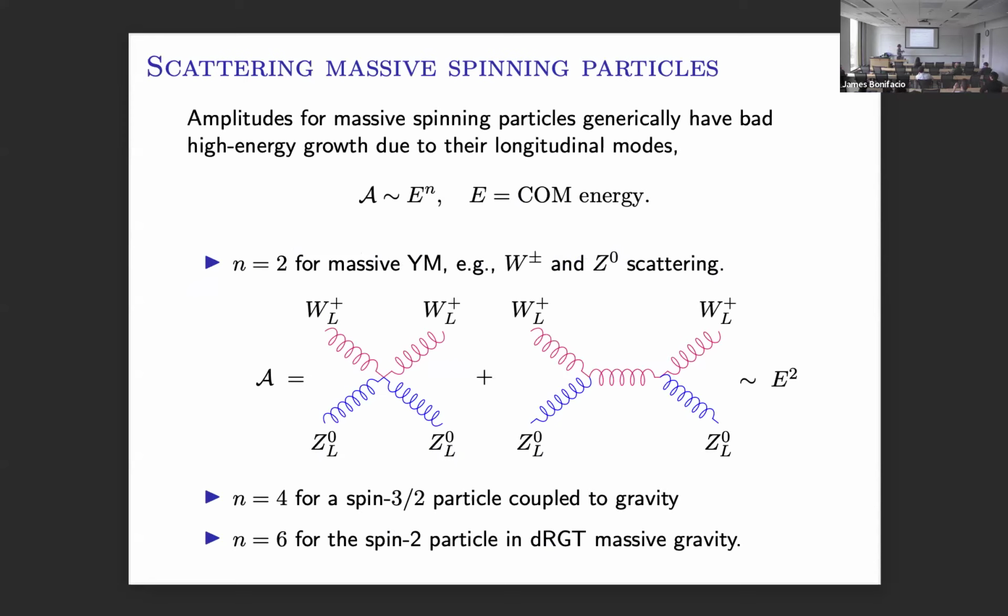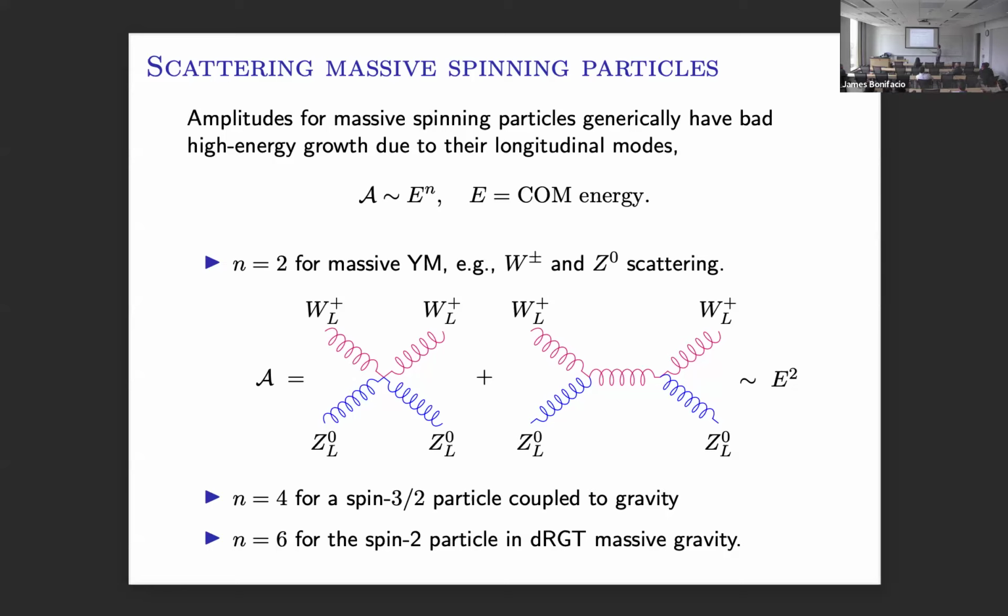The motivation for this, at least for this audience, is going to be from thinking about scattering amplitudes of massive high spin particles. If you have a theory which has some massive spinning particles in it, and you calculate some scattering amplitudes of those particles, generically these amplitudes will grow at large energies, like some power of the center of mass energy E. So the amplitude goes like center of mass energy to some power, and this bad high energy behavior comes from the fact that the massive spinning modes have longitudinal modes.